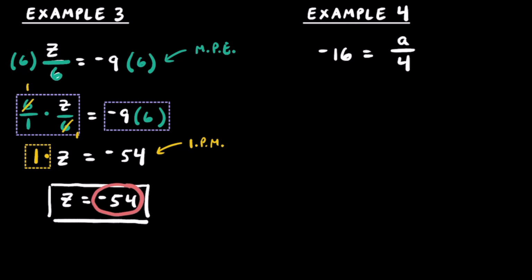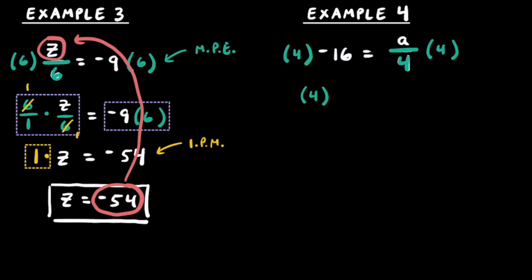Our solution makes sense here because negative 54 divided by 6 does equal negative 9. For example 4, we have negative 16 is equal to a over 4. This just means a divided by 4, so to get a alone, we're going to have to multiply the right side by 4 and multiply the left side by 4. Rewriting this, we're going to have 4 multiplied by the negative 16 on the left side of the equation, and on the right side, we're going to have this a over 4, which we originally had, and we're multiplying that by 4, which is 4 over 1.